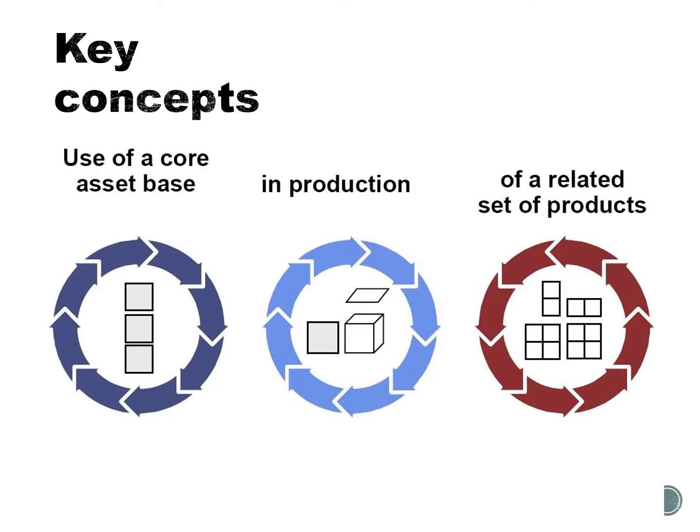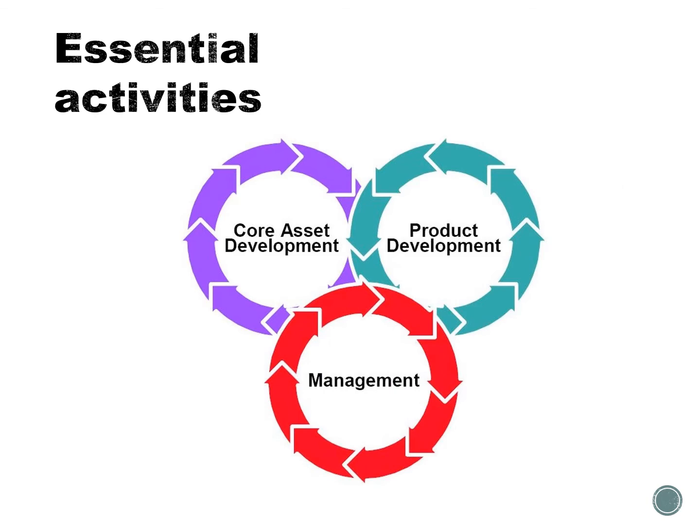So basically, the idea is that we use the core asset base in production of a related set of products. So we make new things for new target audiences based on the existing blocks or tools we already have. It boils down in a way that we have basically two sides of software development in our library.